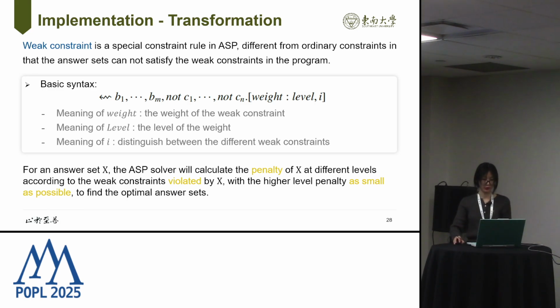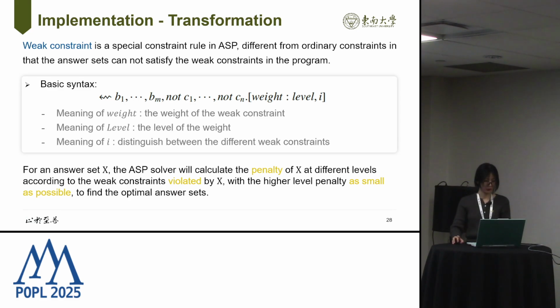Then the weak constraint is given here. Weak constraint is a special constraint rule in ASP, different from ordinary constraints in that the answer set can violate the weak constraints in the program. Here's its basic syntax.